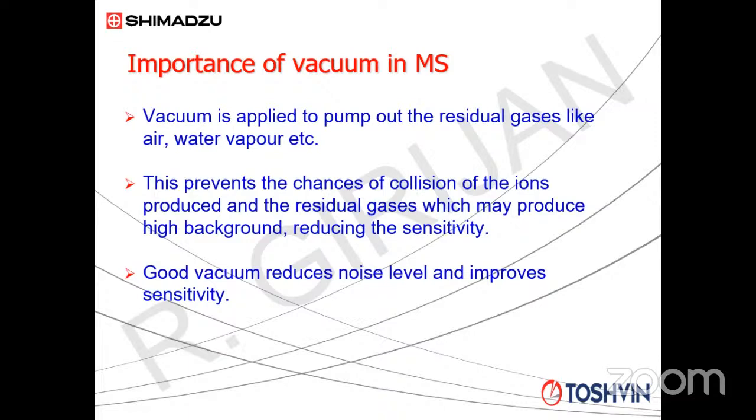TMP will have to be replaced. Going to be a costly affair. So to avoid this, we are always creating a pre-vacuum with the help of a rotary pump. That is why we create a certain amount of vacuum, 10 to the power of -3. That means a huge portion of the air is already taken out. Then we start the TMP and it will take the final vacuum to the tune of 10 to the power of -6. Good vacuum will always reduce the noise level and improve the sensitivity of analysis.